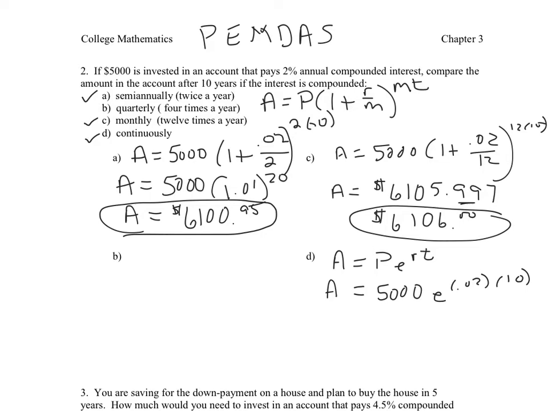Now, if you put this in your calculator, you will need to put in the E value. So if you're on the graphing calculator, that's second and the division sign to get the E. Raise it to the 0.02 times 10 power, and that's going to be a 0.2. Take that answer times 5,000. If you've done your calculator work correctly, you should get $6,107.01.